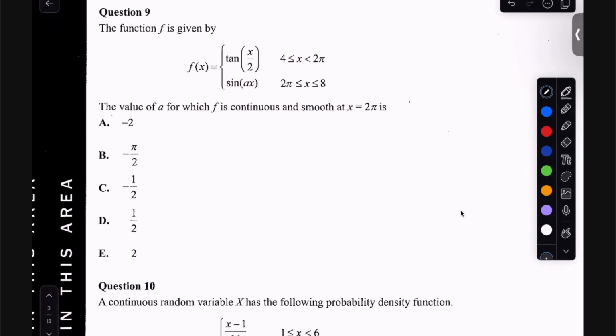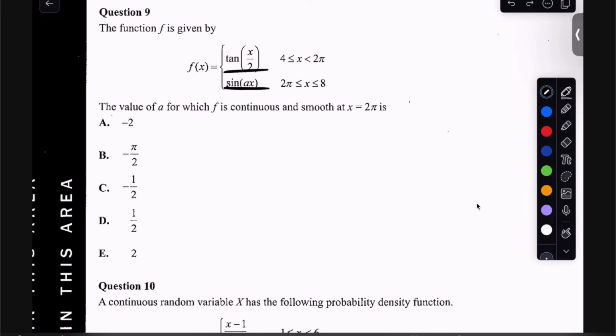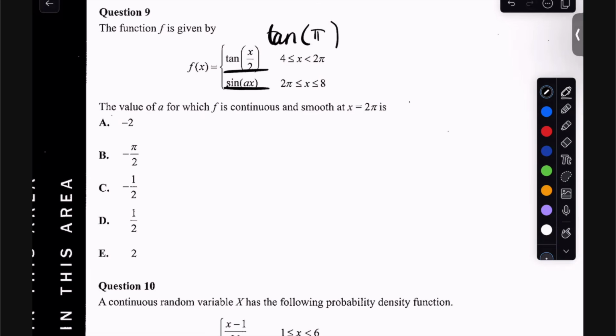The function f is given by that, the value of a for which f is continuous and smooth. So continuous just means they join at this point, at the point which they have the same x value. And smooth means that not only do they join, but they have the same gradient on each side. So let's first of all see what tan of 2 pi over 2 is. Tan of 2 pi over 2 is the same as tan of pi. And tan of pi is equal to 0 because it's sine over cos. So it should be sine ax, and x in this case is 2 pi, needs to be equal to 0, right?